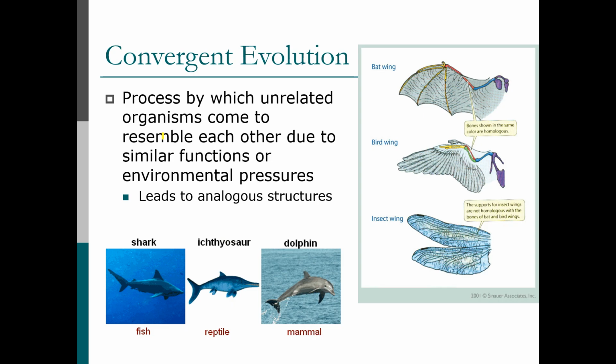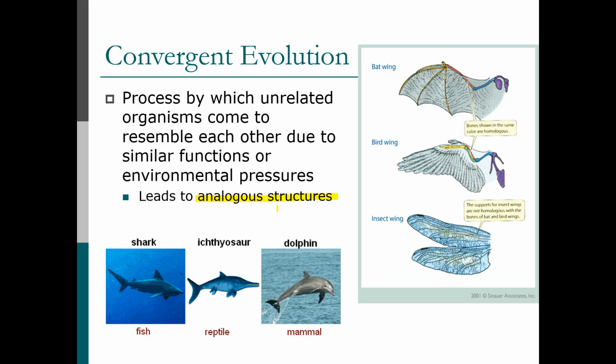The next one is convergent evolution. Convergent evolution is the opposite of divergent. Divergent is when two populations become more different, okay? Convergent means to come together, so convergent is where you have populations that become similar. Now, this is pretty important here. This is something you looked at in your evidence for evolution, but convergent evolution leads to analogous structures. Analogous structures are structures that are similar because of function or environmental pressure. All right, analogous structures are not a result of fitness, okay?